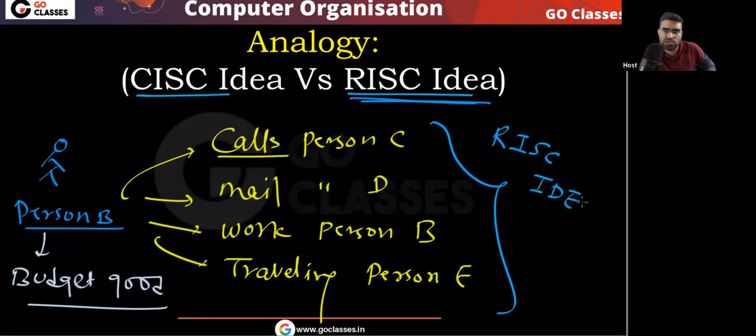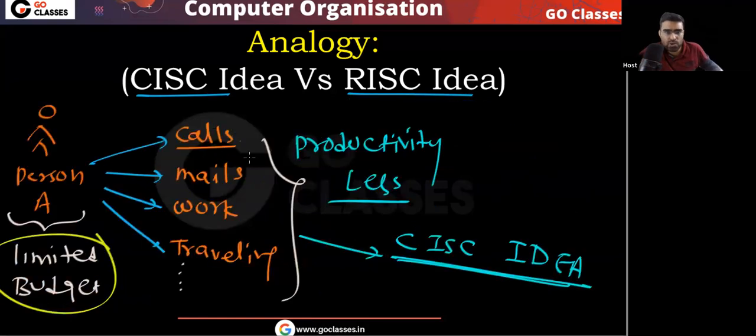Tell me, in this situation, the productivity will be more. Agree with me? Yes or no? Different people are handling the different work. So in this situation, productivity will be more and parallelism will be more. Do you agree with me?